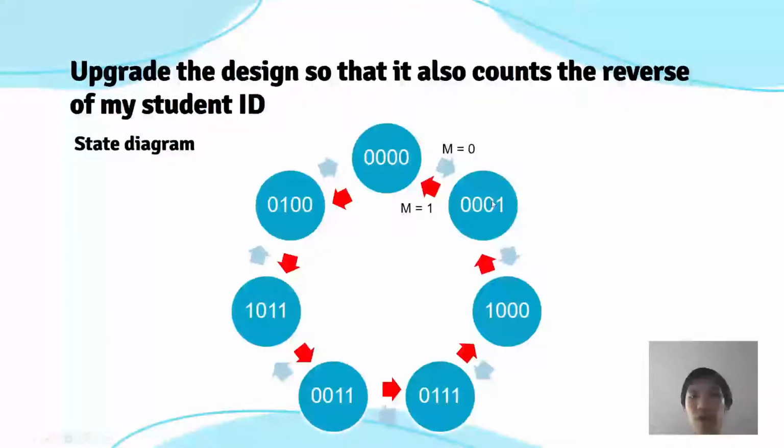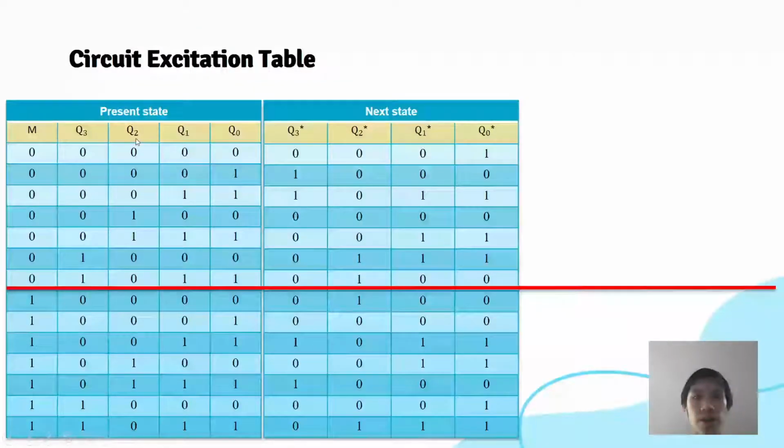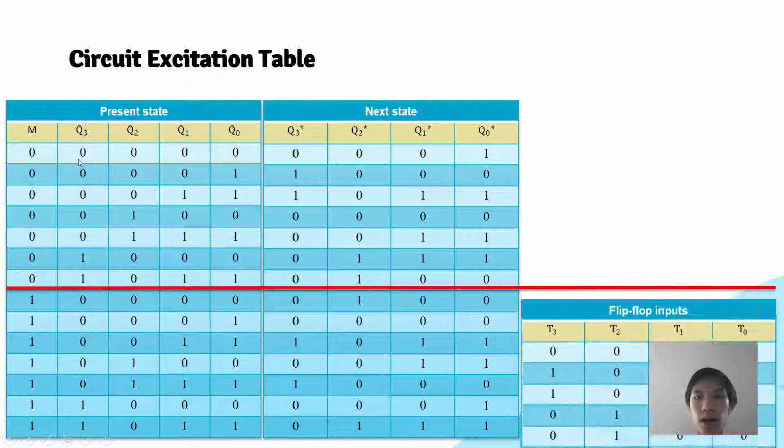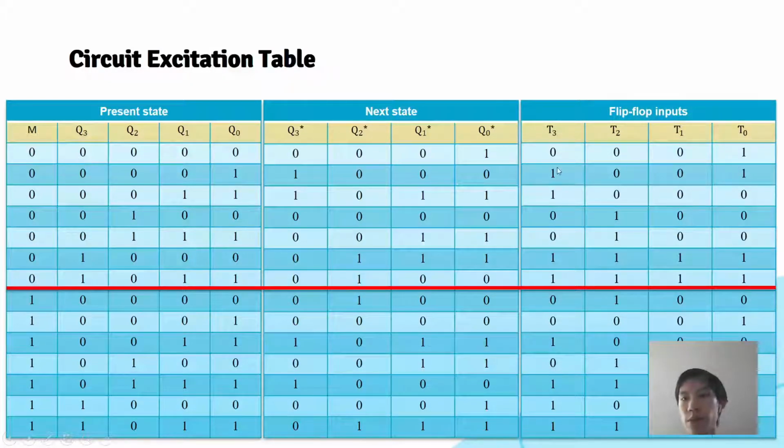Then this is the state diagram. We have this blue arrow which represents M equals 0 and it will count in a normal sequence, and this red arrow which represents M equals 1 and it will count in a reverse sequence. Next, we need the excitation table, and this excitation table will have a new input M, and it is the same when M equals 0, but a bit different when M equals 1. And this is the flip-flop inputs.